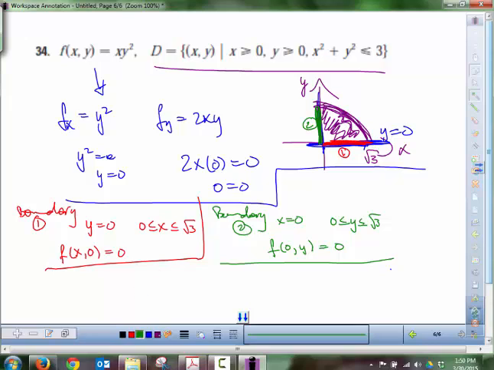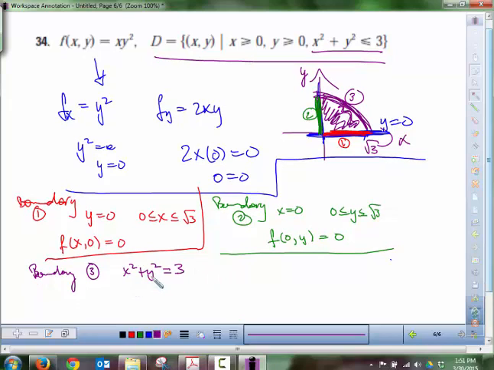The last boundary to look at would be the third boundary here, which is the part of the circle that we're dealing with. So what we want to do is look at this third boundary where x squared plus y squared is equal to 3, not less than or equal to, but actually equal to. That gives us the boundary itself. That's the part of the circle. And we can just say x and y are positive, so we don't have to deal with other stuff.